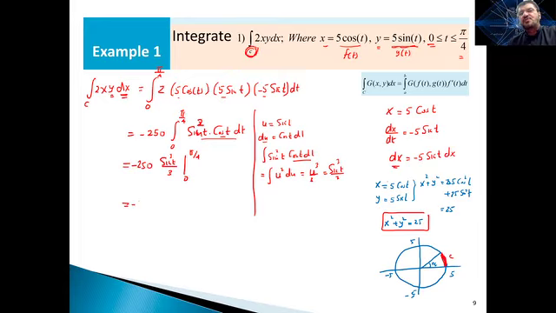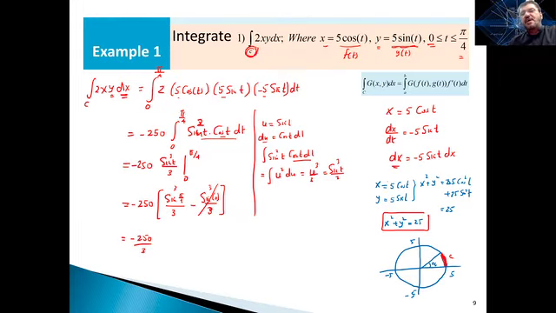And we say now, so this is negative 250. Now what do we do? We plug pi over 4. So this is sine cube pi over 4 divided by 3, minus sine cube 0 over 3. But we know that sine 0 is 0, so this is gone. So the final answer is negative 250 over 3.